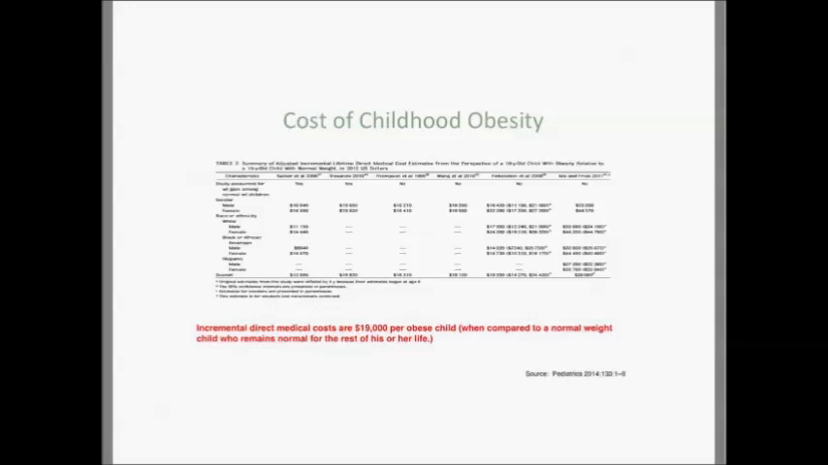Okay, so I don't want to belabor the whole cost of childhood obesity, but for those of you that are in the public health world, we are in a crisis. With adults, it's expected by 2030 to affect 25% of our healthcare budget because of all the comorbidities with obesity in general. They did a really neat study in Pediatrics in 2014 that looked at the cost of a single child, and what they found was incremental direct medical costs are $19,000 per obese child when compared to a normal weight child who remains normal for the rest of his or her life. So you can see here, this problem isn't going away, and it's going to bankrupt us even more so than it already has.